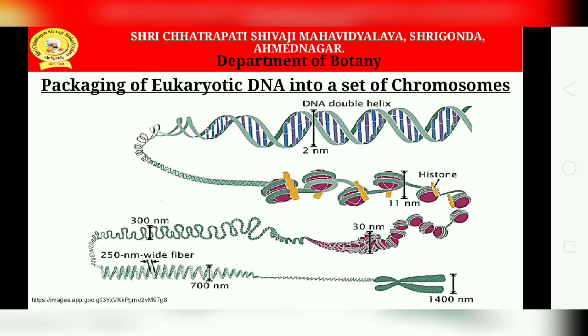Histone 1. The final level of chromosome compaction occurs prior to cell division in mitosis. The mitotic chromosomes have a diameter of about 700 nm. In the picture you can see the rosettes lined up and attached to a central chromosome scaffold, with non-histone acidic proteins. So this is the packaging of eukaryotic DNA into a set of chromosomes.